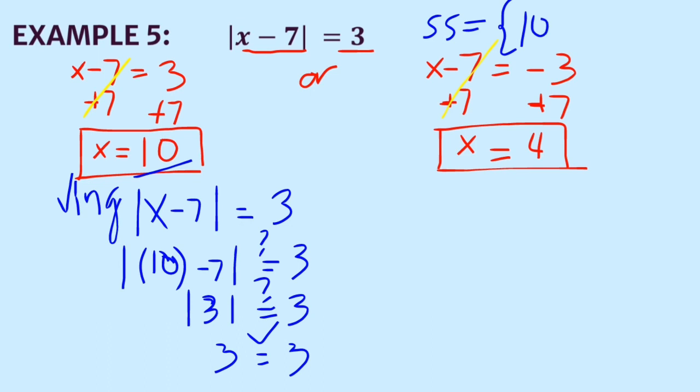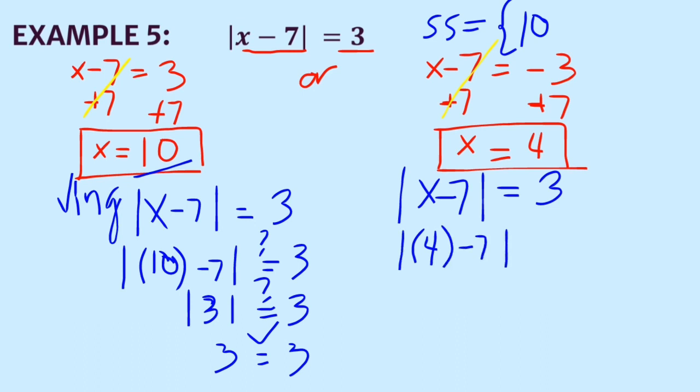Now, let's check if 4 is also our solution set by doing the checking. Okay, copy again the original equation. So let's substitute the value of 4 to the x of the original equation. So here is 4 minus 7. Now, what is 4 minus 7? It is negative 3.